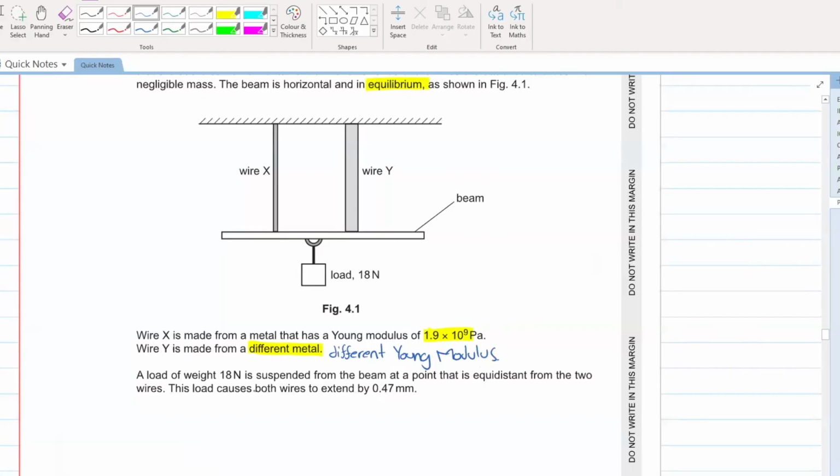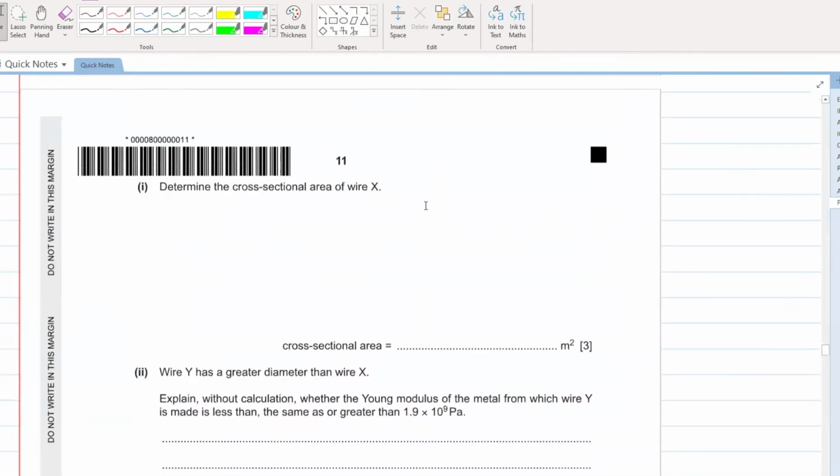A load of 18 Newton is suspended from the beam at a point that is equidistant from the two wires. This load causes both the wires to extend by 0.47 millimeter. Can you see both of these wires are connected in parallel? Hence the force will get divided. Wire X will receive a force of 9 Newton. Wire Y will receive a force of 9 Newton. Simple.